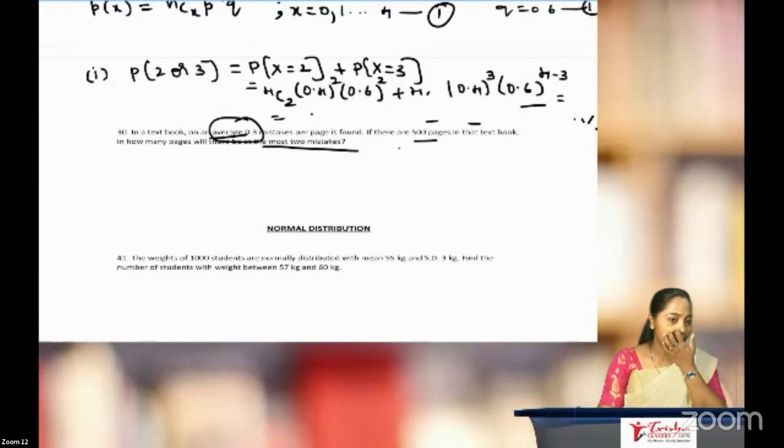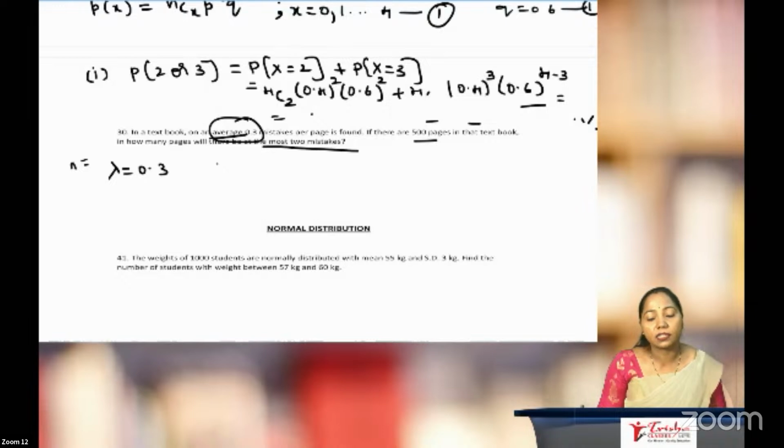It is Poisson, not binomial. Shivu, I told you, if the sample size n is given, then it will be either binomial or hypergeometric. Whenever an average value or a mean value is given, it is a Poisson distribution, with only one parameter, lambda. Lambda is 0.3 in this case.